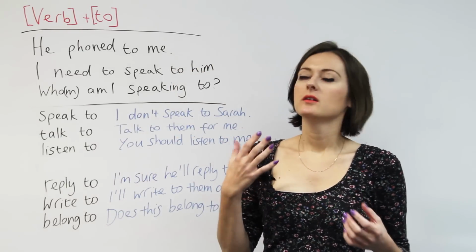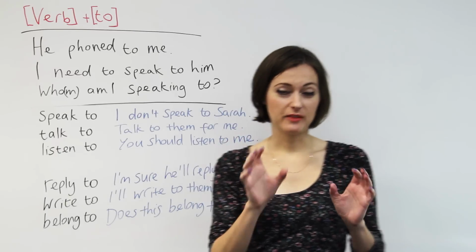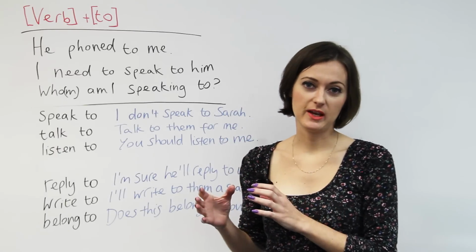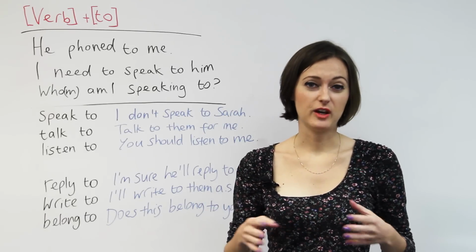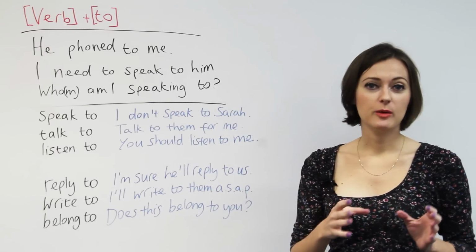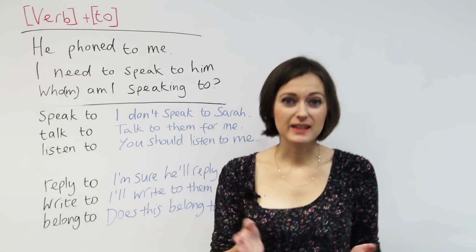What we're looking at today is verb plus to. These are, you could call them, a group of verbs, and they always need to have to after them, plus they always need to have an object. The reason they need an object is because they're transitive verbs, and that's a grammar word that means this verb needs to have an object, otherwise it's incorrect and it's not good English.